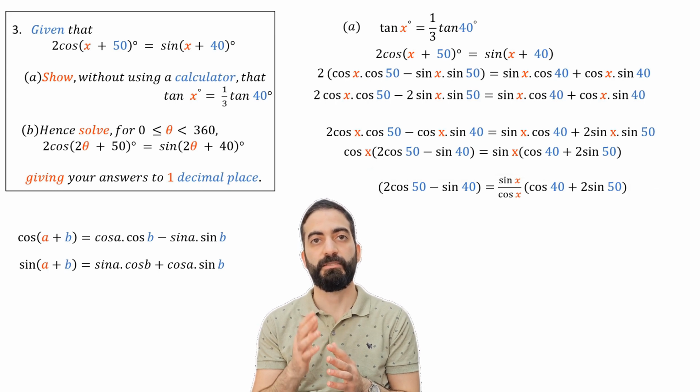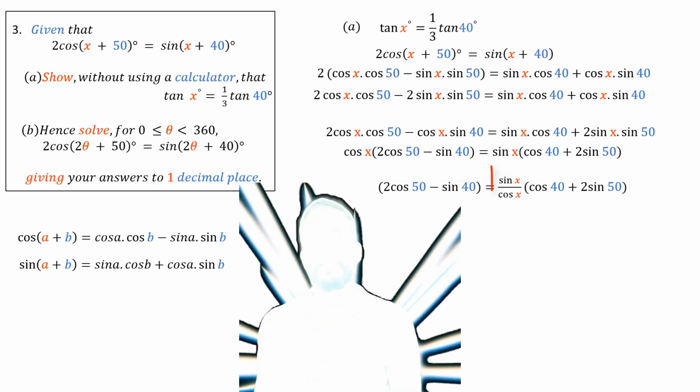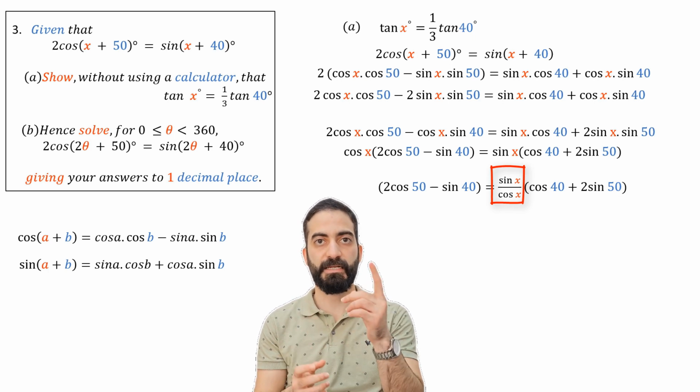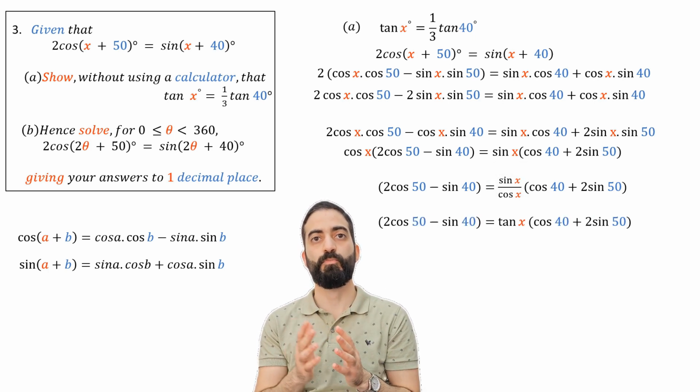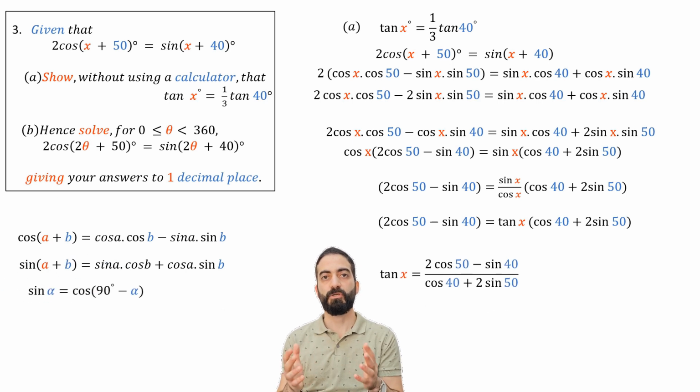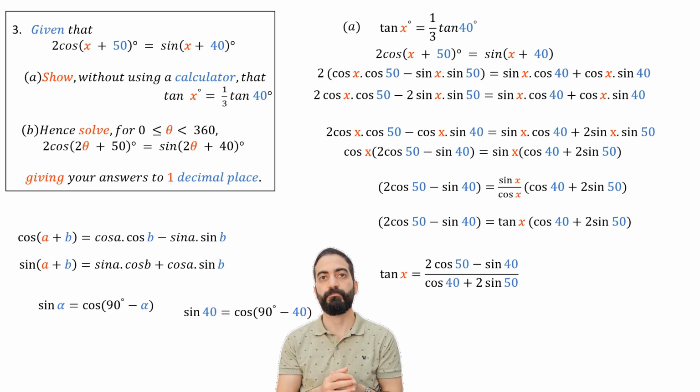As we know that tan x = sin x over cos x, we can replace sin x over cos x to put tan x. We can also write it in this form. Now we can use this rule. We can conclude sin 40 = cos 50.